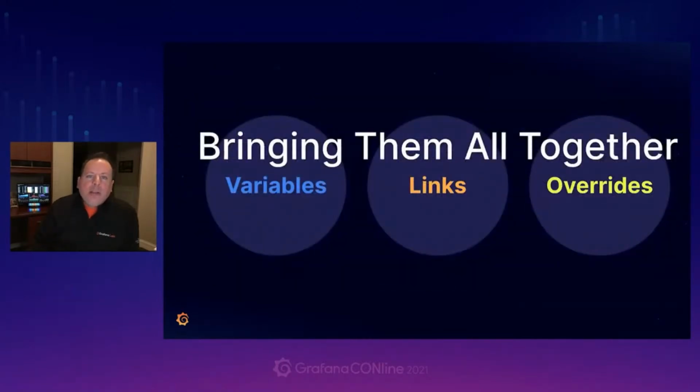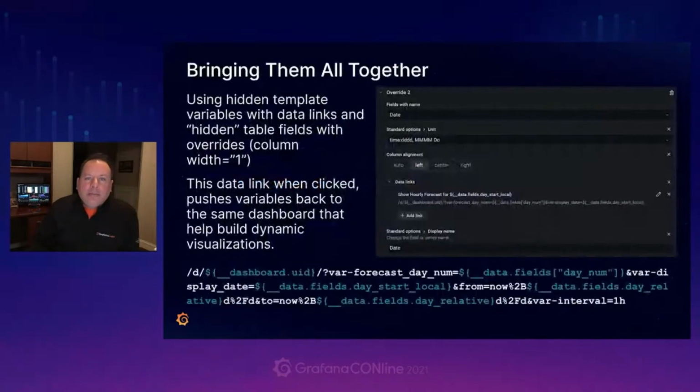And finally, bringing them all together. In my way of bringing all these variables, links, and overrides together, I'm using data links to provide a way to change the filtering and visualization of my data. Anthony Woods put together a great lightning talk about data links, so I'm not going to go into great detail here. But my override does let me do 2 things.